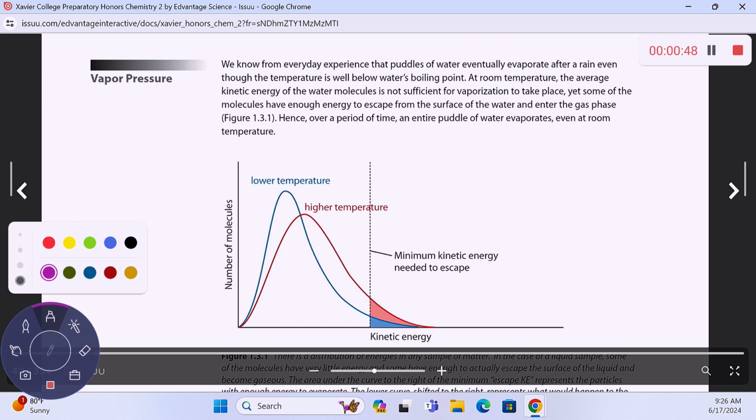Now, the amount of kinetic energy that water particles would need to escape the liquid phase and enter the gas phase is shown by this little shaded region that's underneath here. So at a lower temperature, this is showing you the number of water molecules in the puddle that would have enough kinetic energy to escape. It's not much, right? But as you move to the higher temperature, obviously, you're going to have more particles with enough kinetic energy to escape and go into the gas phase, okay?